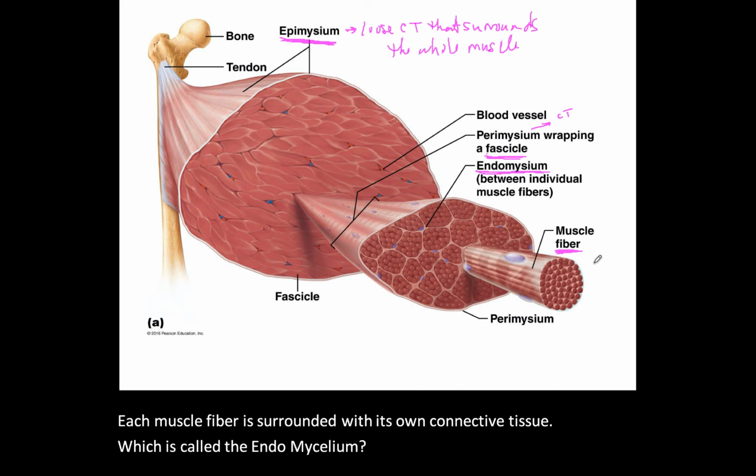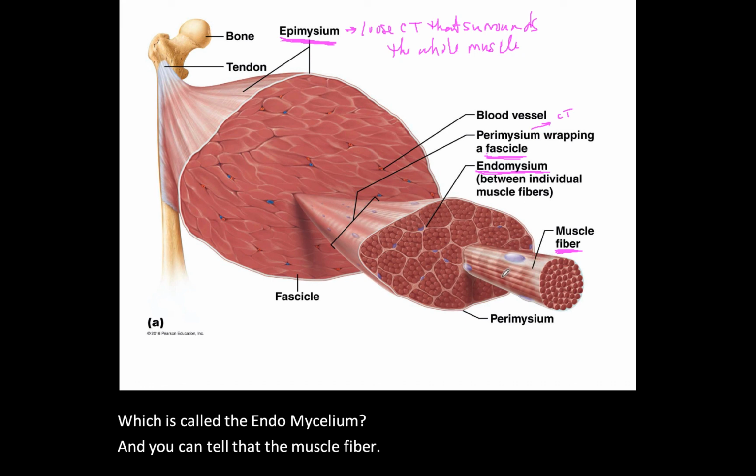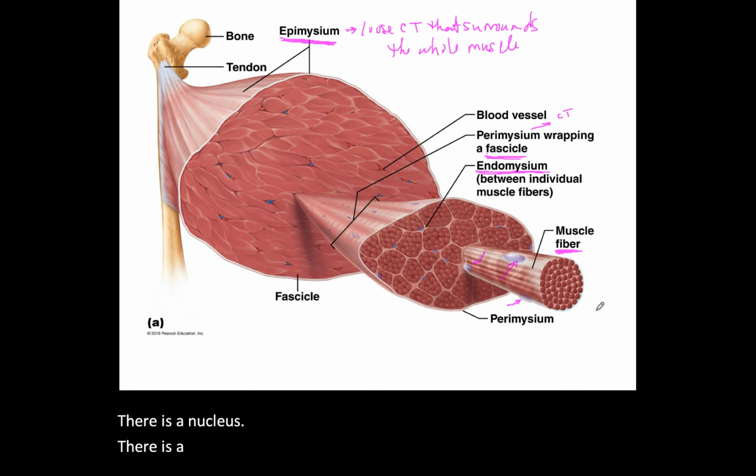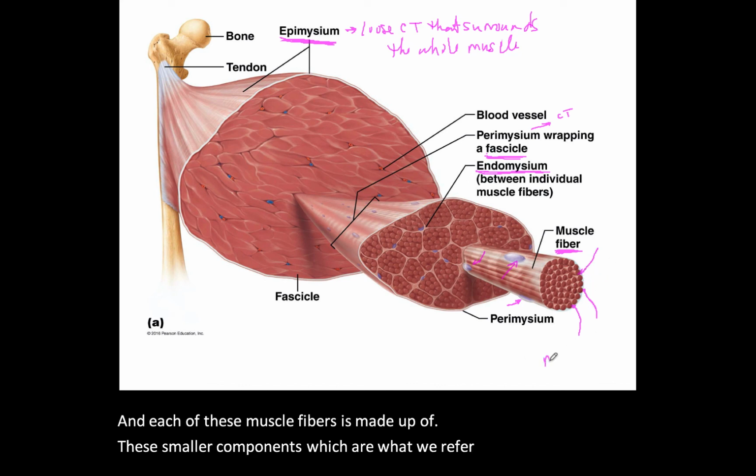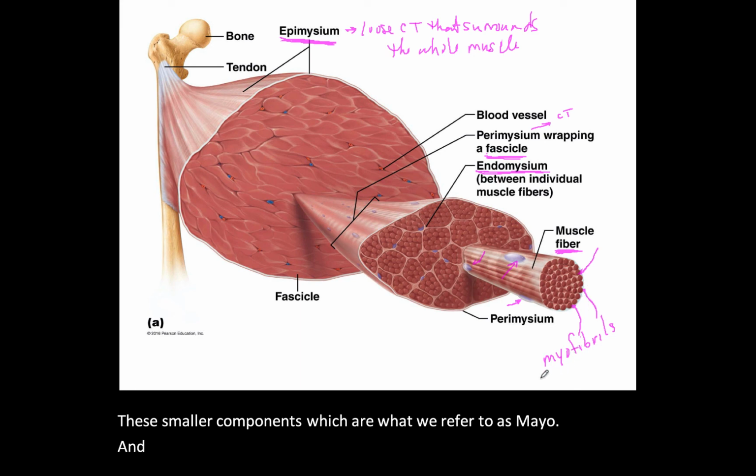And you can tell that the muscle fiber, again, is multinucleated. There's a nucleus. There's a nucleus. There's a nucleus. And each of these muscle fibers is made up of these smaller components, which we refer to as myofibrils. And those myofibrils are made up of smaller structures called myofilaments.